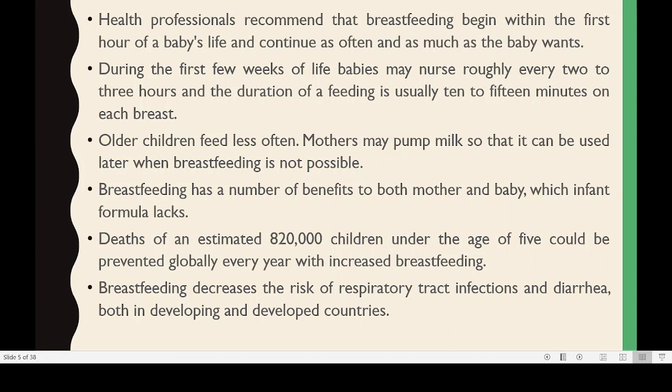So one possibility you can use is to collect the milk from the breast and keep it in a refrigerator, and give it to the child using a bottle. So breastfeeding has a number of benefits, because giving the child breast milk is the best method. If you are giving breast milk, the child may not have any kind of disease.